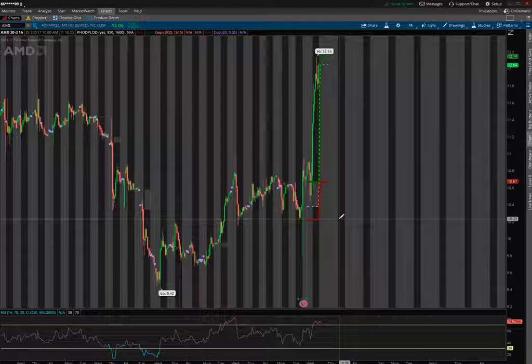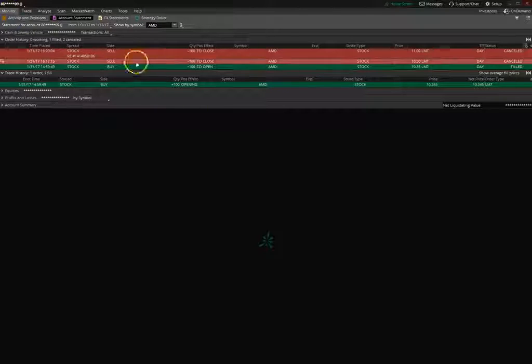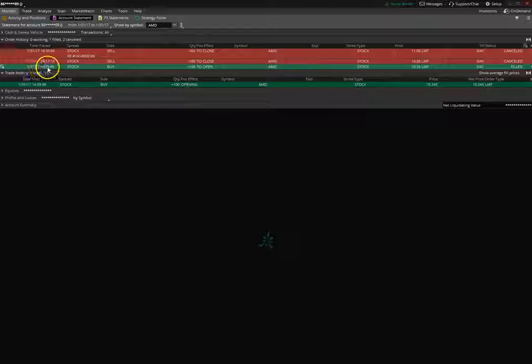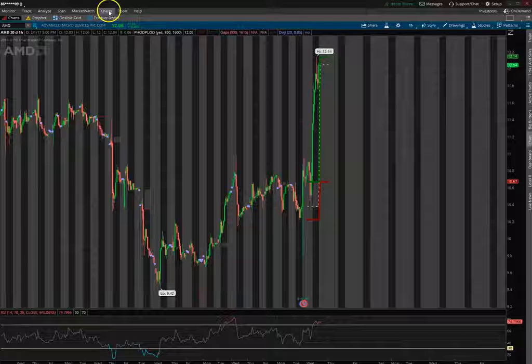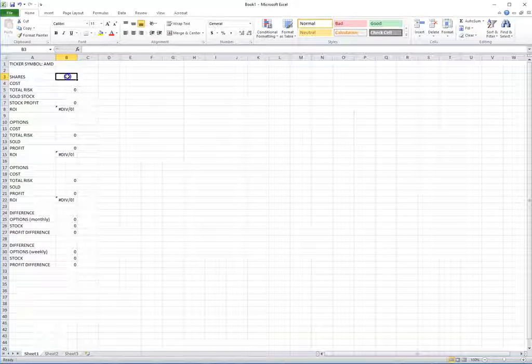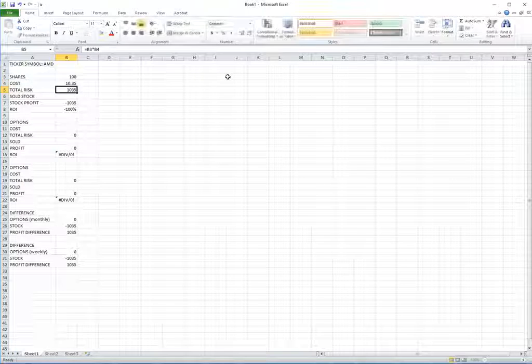So I want to show you how purchasing stocks and what your return on investment is compared to what if you were to use options with the same targets and so forth. Yesterday, at approximately 3 p.m., I bought 100 shares of AMD, filled. There are canceled orders trying to sell this, but you can see filled 100 shares AMD 10.35. I've got an Excel sheet that we will use to keep track of this. Shares, bought 100 of them, 10.35. My total risk for this was $1,035.